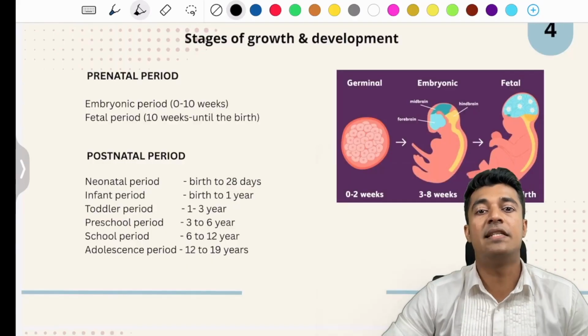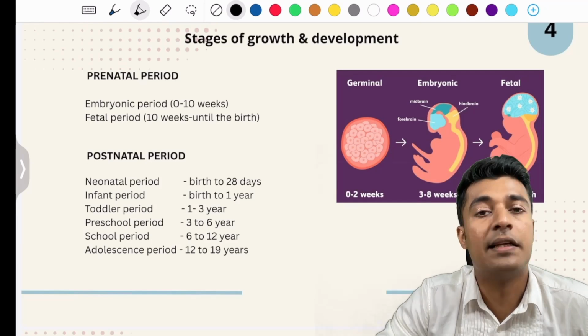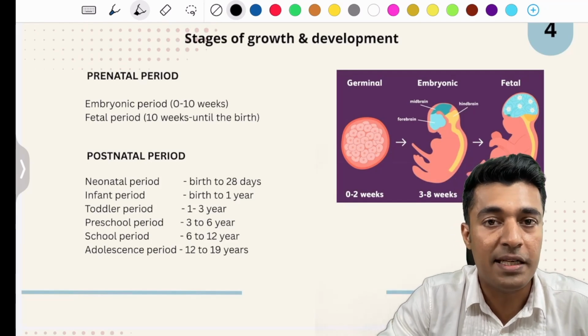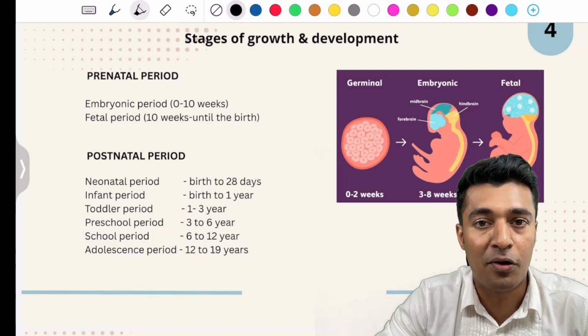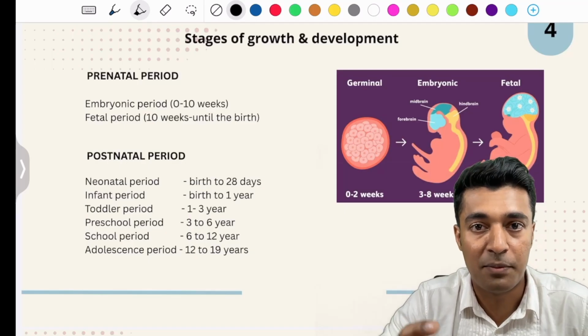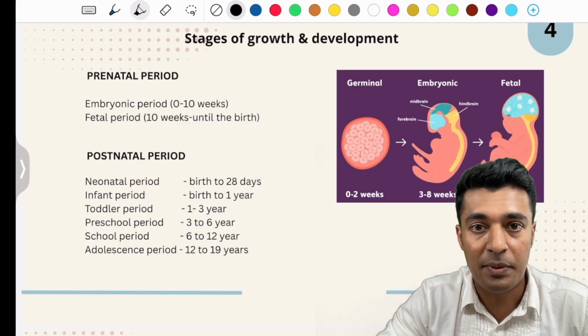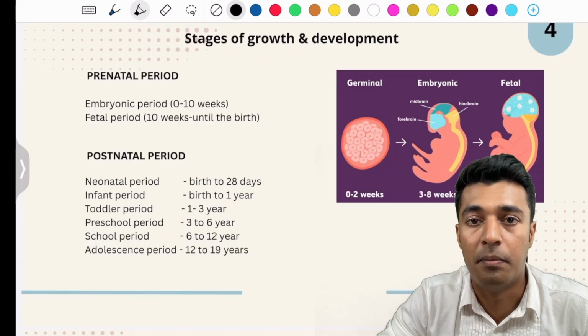So coming to the stages of growth and development. There is the prenatal period and then there's the postnatal period. The prenatal period is subdivided into the embryonic period and the fetal period. The embryonic period extends from the time of fusion of the sperm and egg to 10 weeks of age. The fetal period extends from 10 weeks until the birth.